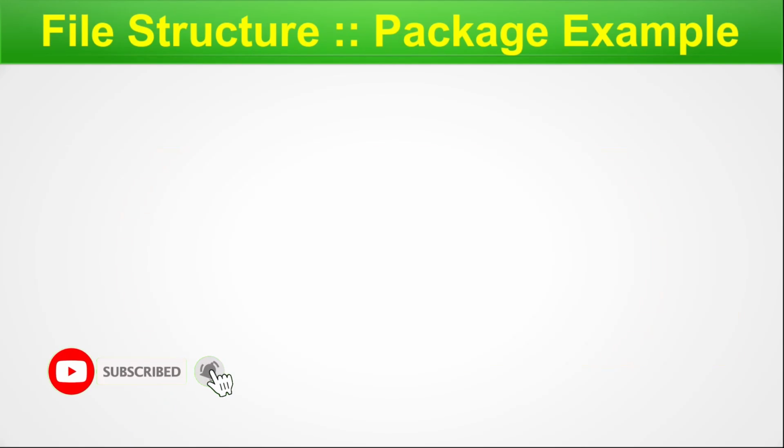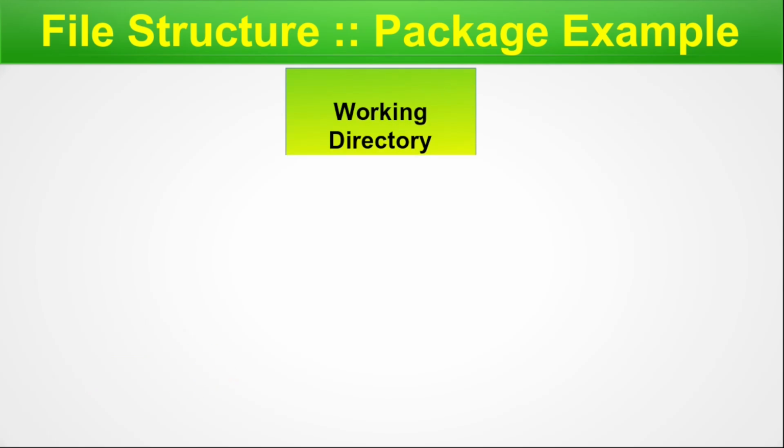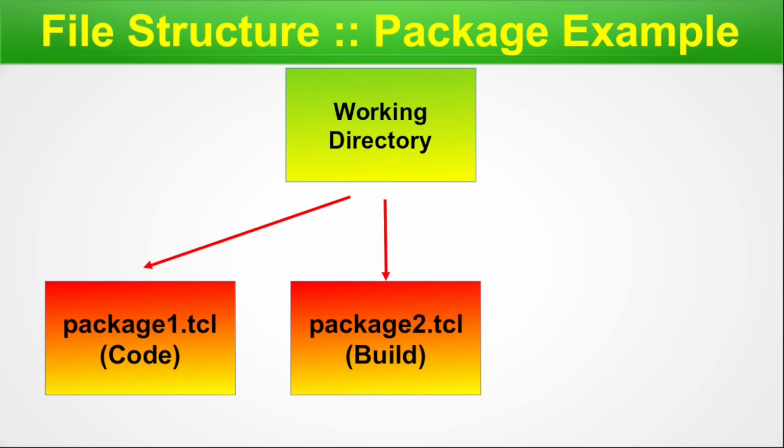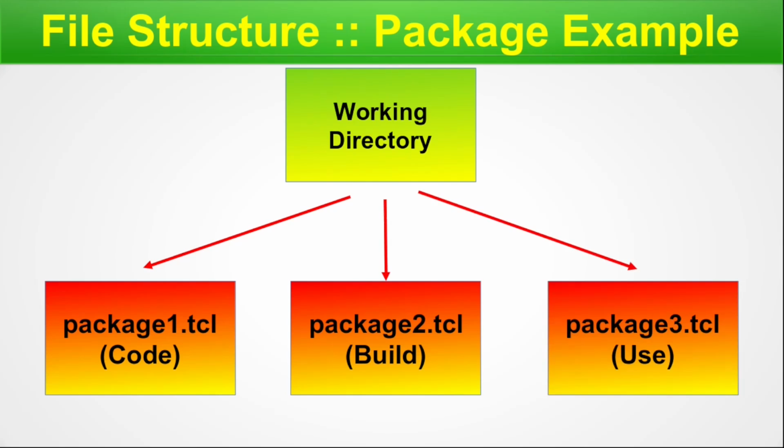File structure, package example. In our directory, this is our working directory, we have created 3 files. The first one is package1.tcl, where we have written the code of the package. In the second script, we have written the necessary commands to build this particular package into a library. Third, this is our final code where we are reusing our tcl code that has passed through the build command, and this is how we are reusing the command.